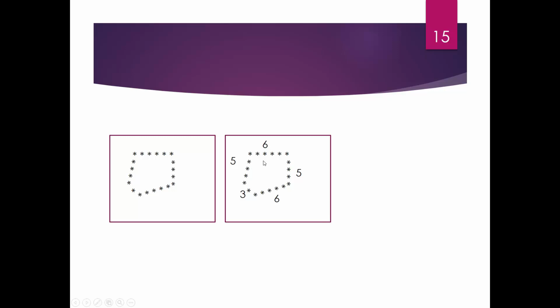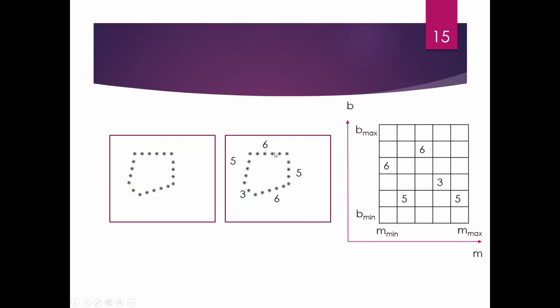Now, for example, you can see the number of points which are collinear. For example, these are 6 collinear points. These are 5 collinear points. These are again 6 collinear points. These are 3 collinear points, and these are 5 collinear points. So now these collinear points are going to be accumulated in the accumulator. So this 6, for example, is represented by accumulation in this accumulator, and similarly we have allotted 3, 5 and 5.